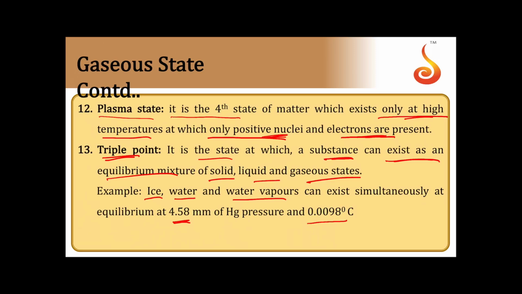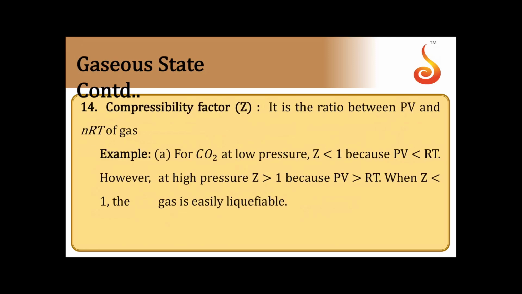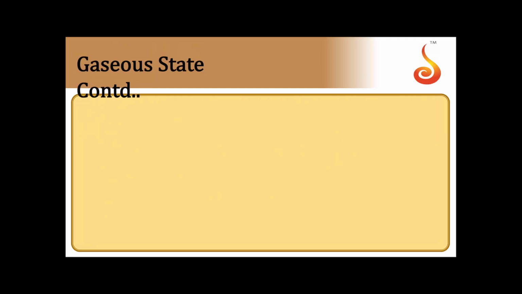Such a point is said to be a triple point. Then comes compressibility factor. Compressibility factor is a ratio between PV and nRT of the gas. PV and nRT of the gas itself is called compressibility factor. Let us try to understand the ratio between PV and nRT through an example.